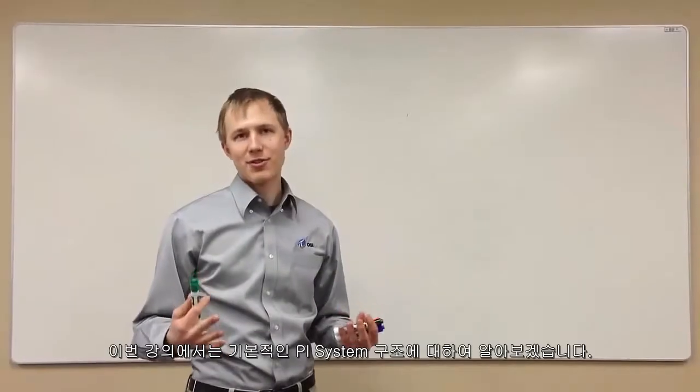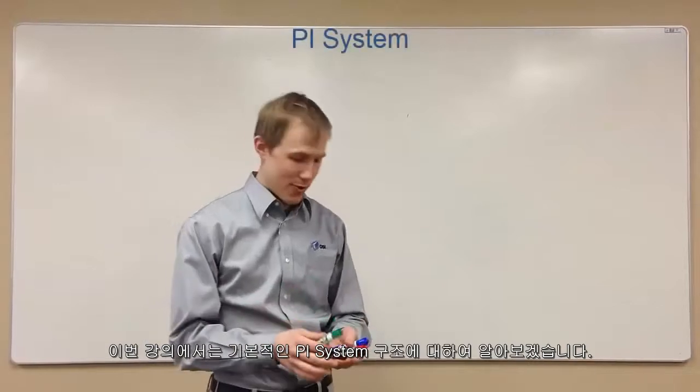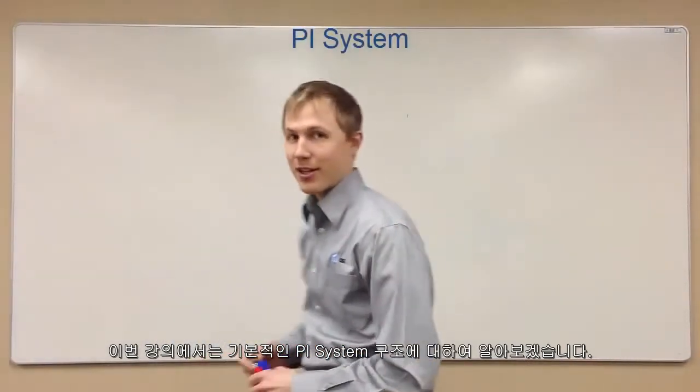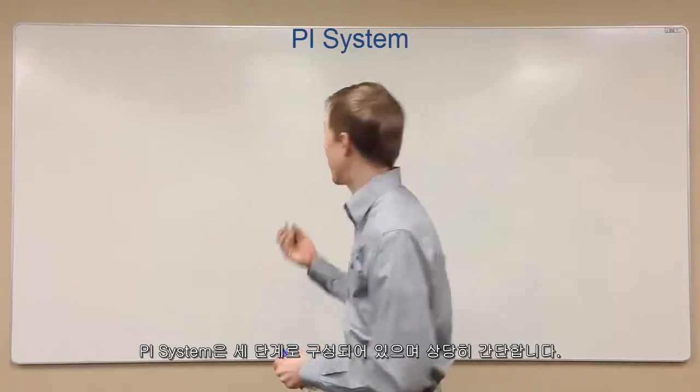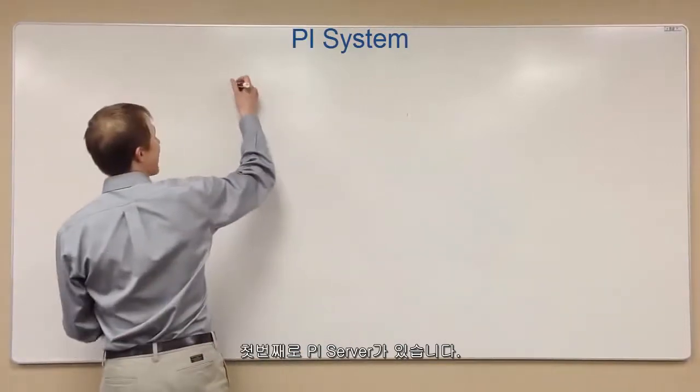We're going to see the infrastructure of the Pi system on a whiteboard today. So to start off with, you need to realize that every Pi system is pretty simple. There's three major components. First one is there's a Pi server.